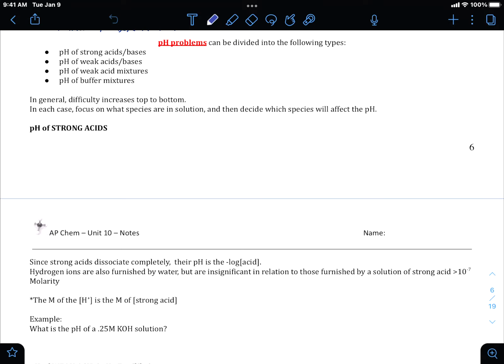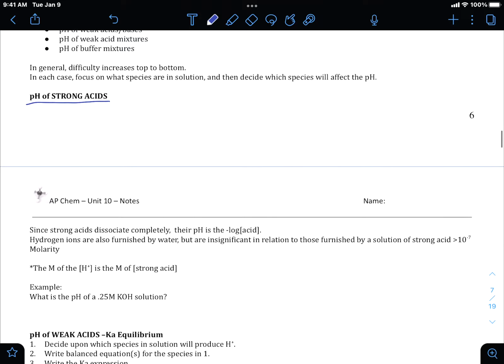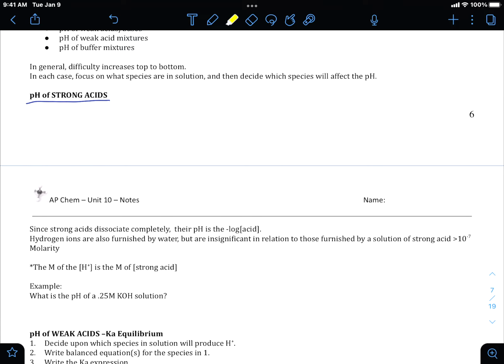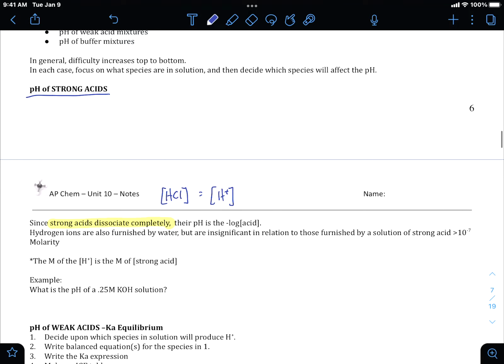So the first type of problem that we're going to see is being able to find the pH of strong acids. Now, this is the easiest type simply because we know that strong acids dissociate completely. Therefore, whatever the concentration of the strong acid is, for example, if it was HCl, because it dissociates completely, then we know that whatever it is is also the molarity of the H plus ion. So literally, to find the pH, you're just taking the negative log of the H plus, or whatever the strong acid is. Not much to it. You just take the negative log of the concentration.